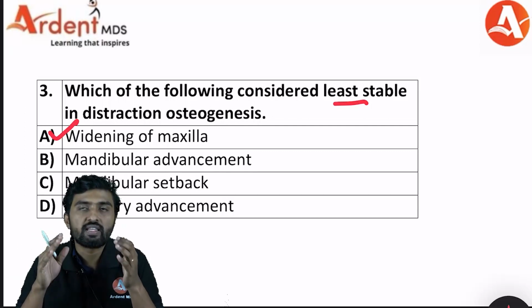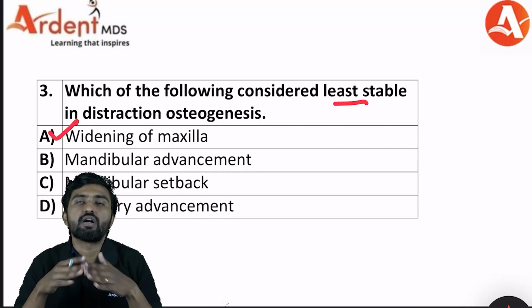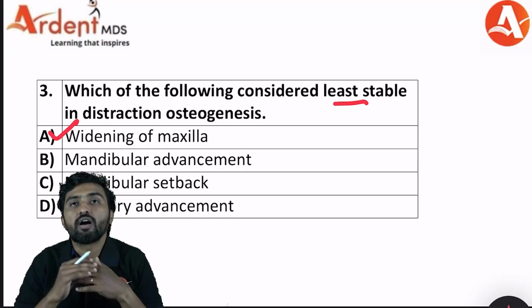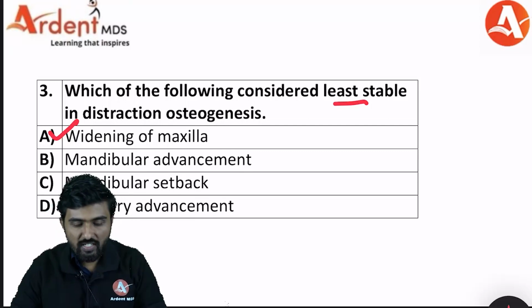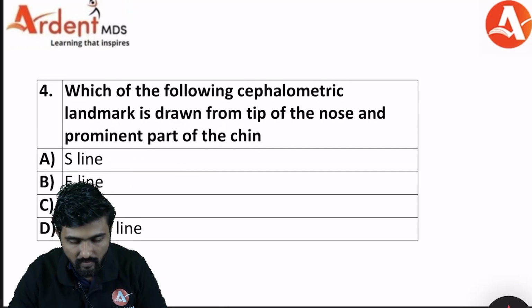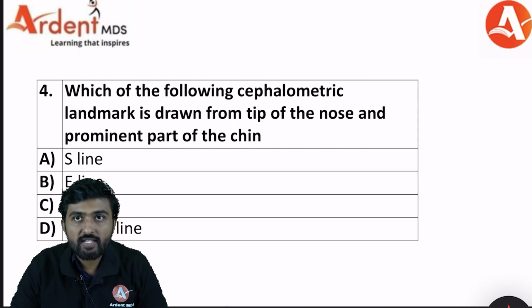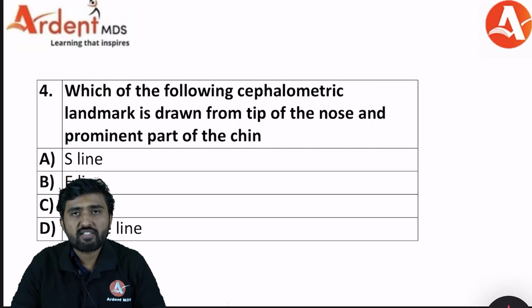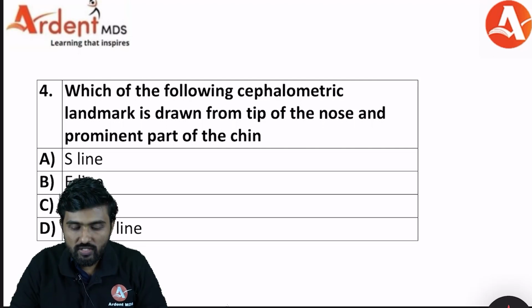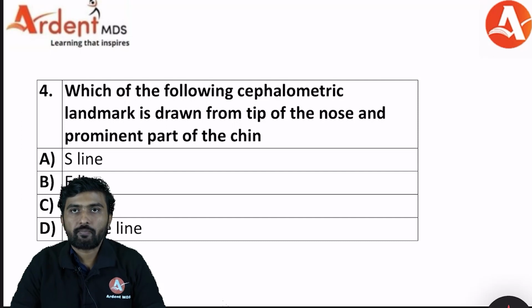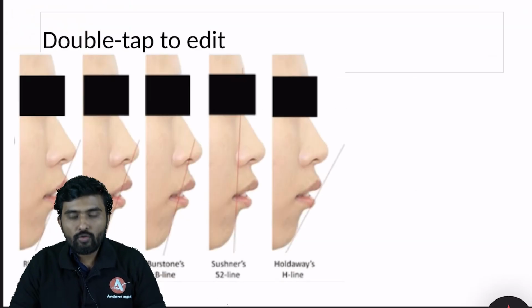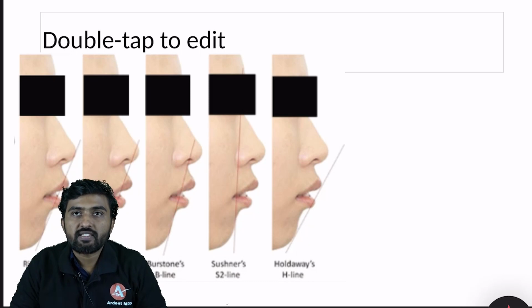So that's why the distraction osteogenesis of the maxilla widening is considered to be least stable, right? Now, question number 4. Which of the following cephalometric landmarks is drawn from the tip of the nose and the prominent part of the chin? So let us look back at various types of aesthetic planes in cephalometrics.